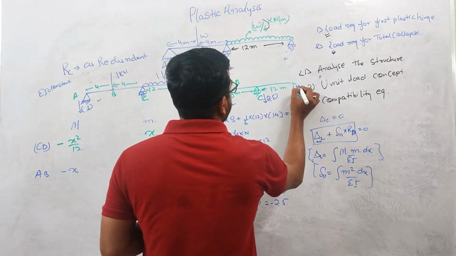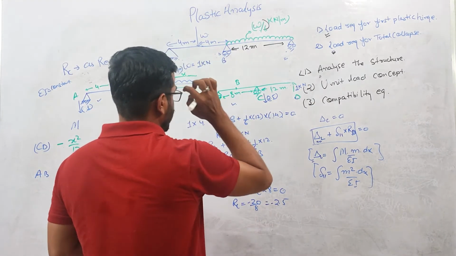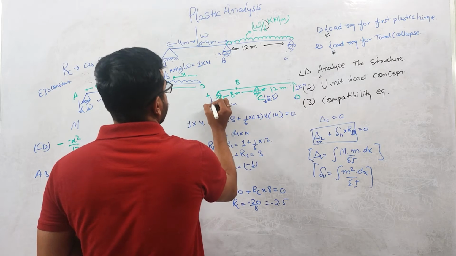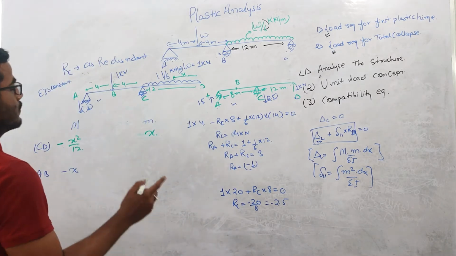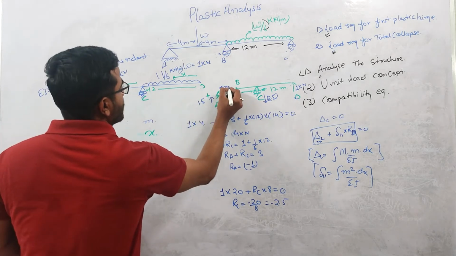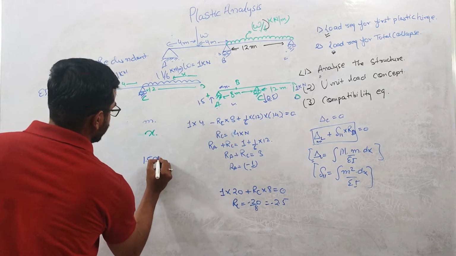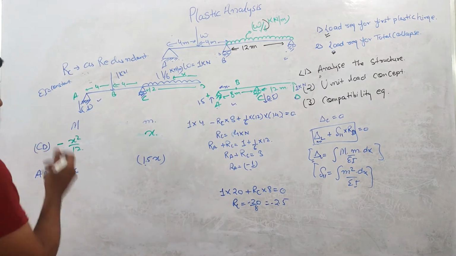Here we are applying this unit load 1 kilonewton. Okay, so at this point the reaction will be 1.5. Okay. So from here, if you calculate the moment at a distance x, it will be 1.5 into x, right?